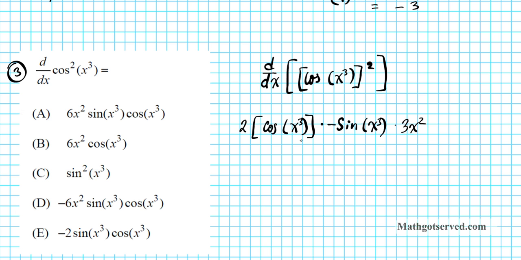Okay, and then if you simplify this, 2 times -1 times 3, you have -6x squared. And you have, let's write sine x first, sine x to the third, cosine x to the third. Okay, so you see how you apply the chain rule in this situation. Our final answer is option letter D.